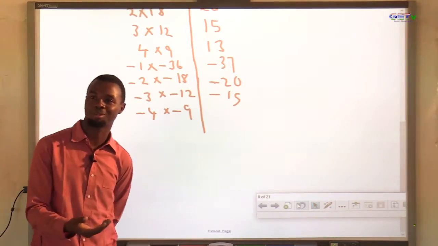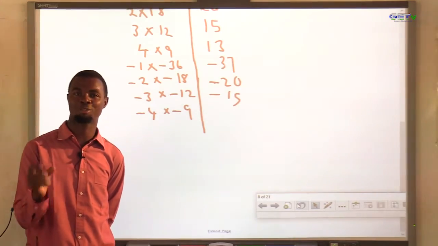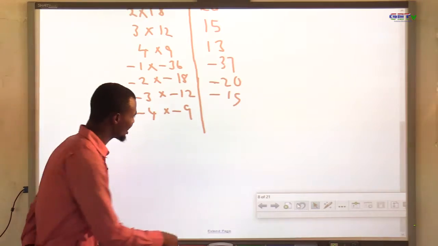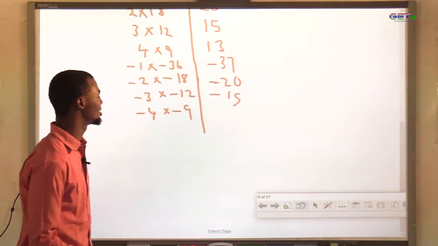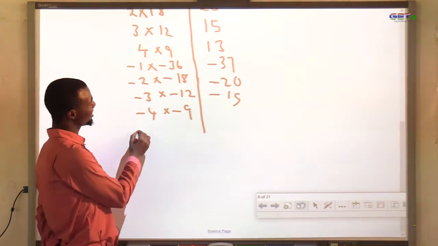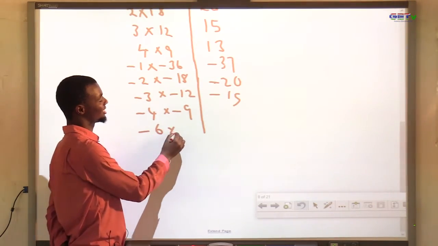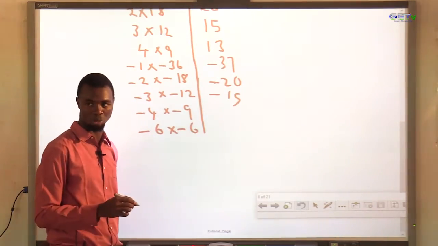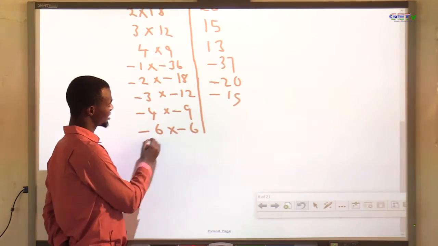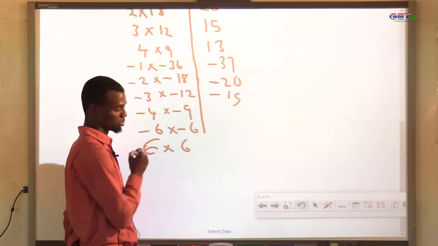How is it possible? We are to factorize. Of course, there are factors. I think we did not exhaust the factors. Now we have to exhaust the factors. What factor is left? The one that is left is negative 6. And negative 6 is one of the factors that is left. And another factor that is left is 6 and 6 also.